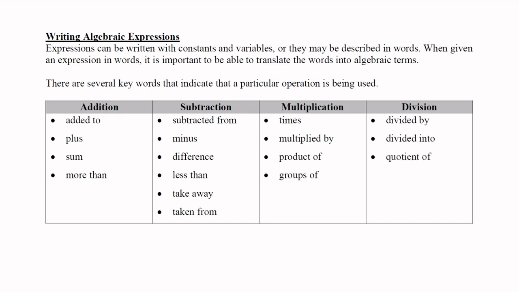We have the quotient of, which is, quotient is the term for the result of a division problem. And we also have ratio of, okay? We've talked about this before, where a ratio is like a fraction, and a fraction is simply a division problem.